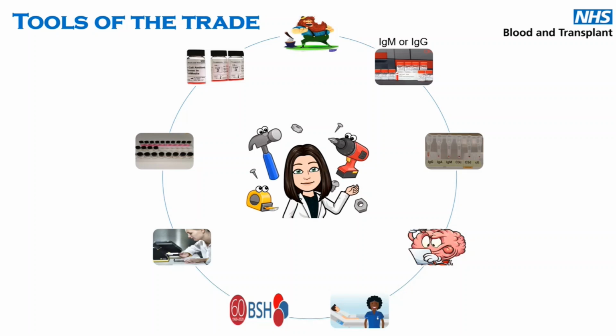Another way you can get a false positive result with your phenotyping reagents is because some are IgM, which is great, and some are IgG, which is also great. But when you use IgG anti-sera for phenotyping, if your patient's got an IgG positive DAT, that means that your patient has IgG bound to the red cells.